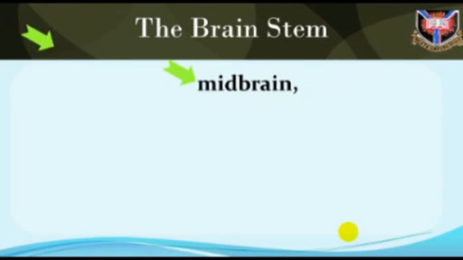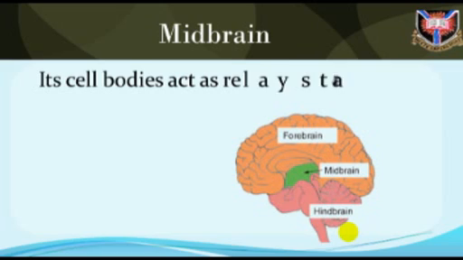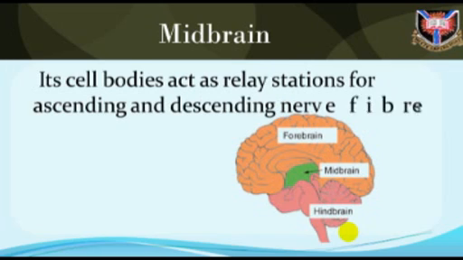The brainstem. The brainstem comprises the midbrain, pons, and medulla oblongata. The functions of these areas are highlighted as follows. The midbrain. It has nerve fibers which connect the cerebrum with lower parts of the brain and the spinal cord. Its cell bodies act as relay stations for ascending and descending nerve fibers.